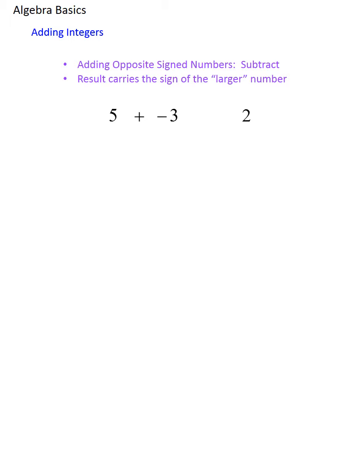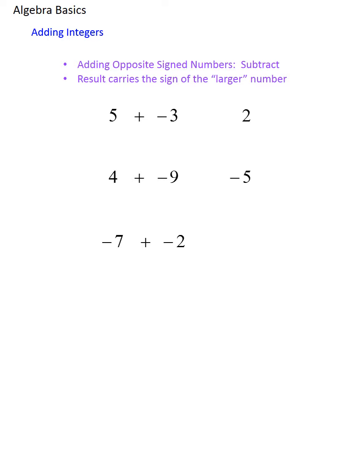Here's another example. Here I'm adding a +4 to a -9. Again, opposite sign numbers, so I subtract. When you subtract 4 from 9, you get 5. But because the result is supposed to carry the sign of the larger number, and 9 is larger than 4, the result is negative.